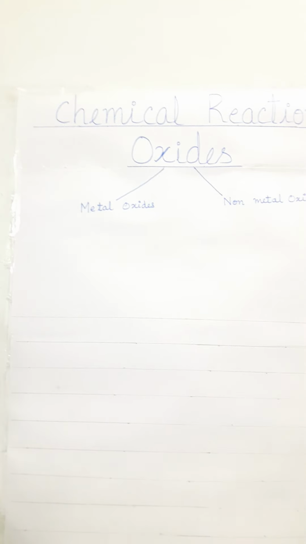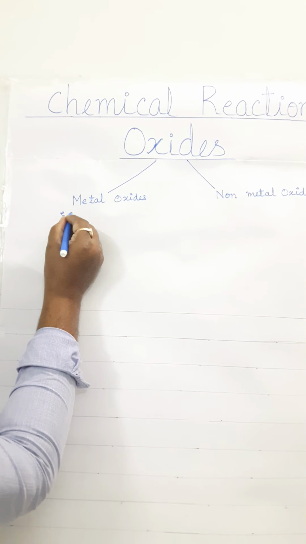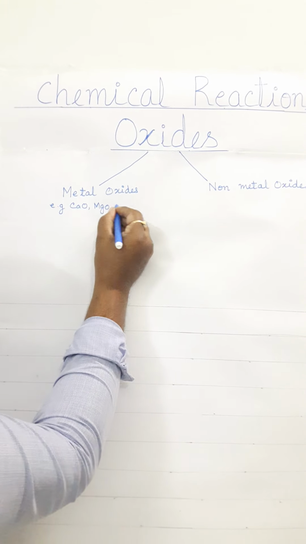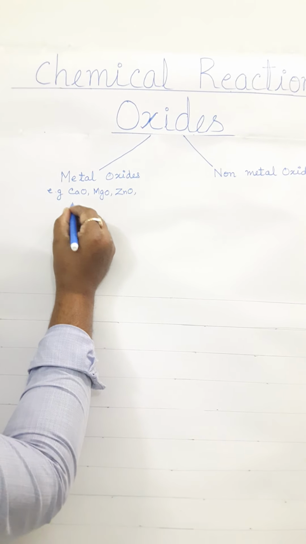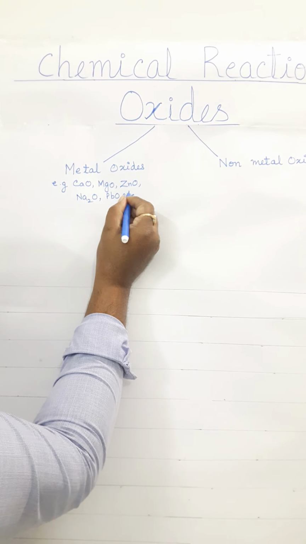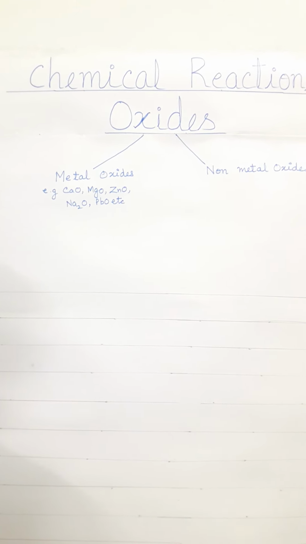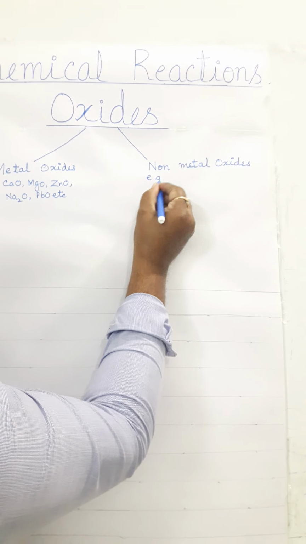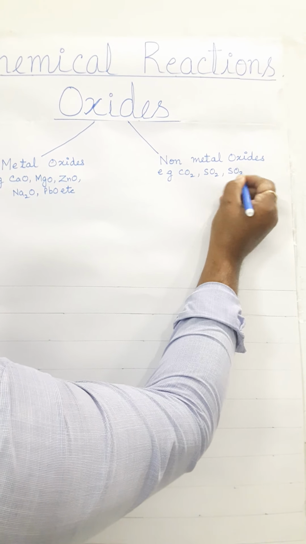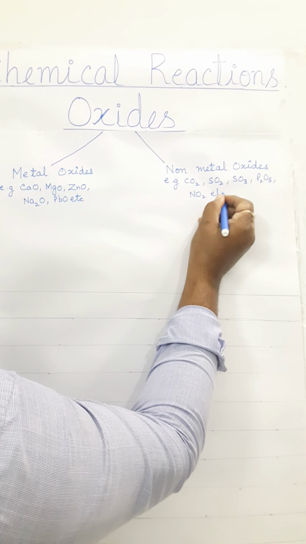Now when oxygen combines with metal, it forms metal oxides. The examples of metal oxides are calcium oxide, magnesium oxide, zinc oxide, sodium oxide, lead oxide, etc. And when oxygen combines with a non-metal, it forms a non-metal oxide. Examples of non-metal oxides are carbon dioxide, sulfur dioxide, sulfur trioxide, phosphorus pentoxide, nitrogen dioxide, etc.